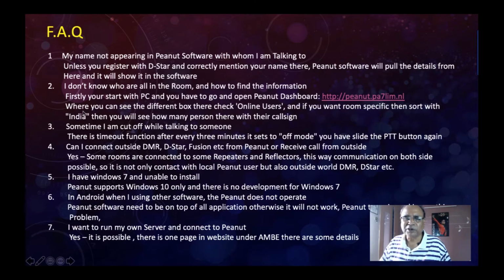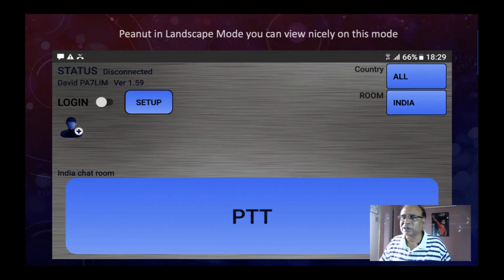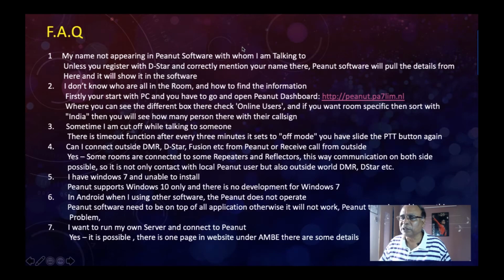Our previous page, we have already seen that one. Okay, so this is the page I'm talking about. So this is the link given to you for Peanut. If you press this, you will see the page where you can see the different boxes, check online users, and if you want room specific, then sort by India, and you will see how many people there are with their call signs.